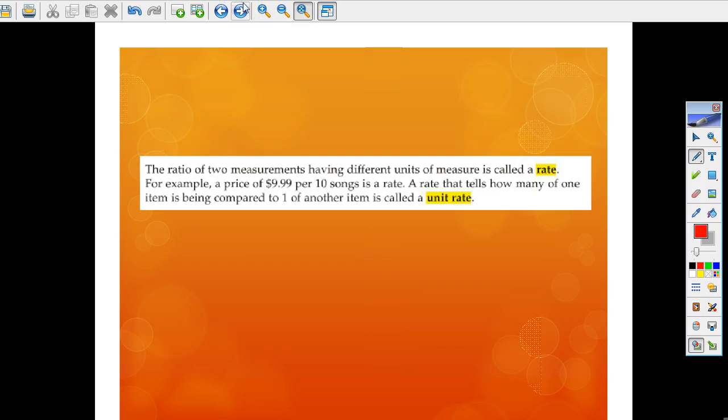Welcome back. The ratio of two measurements having different units of measure is called a rate. For example, a price of $9.99 per 10 songs is a rate. A rate that tells you how many of one item is being compared to one of another item is called a unit rate.